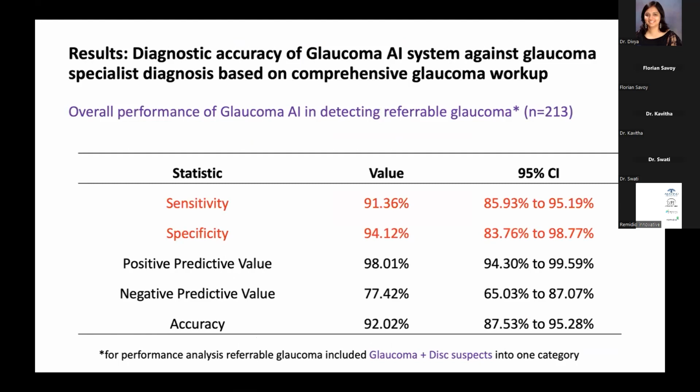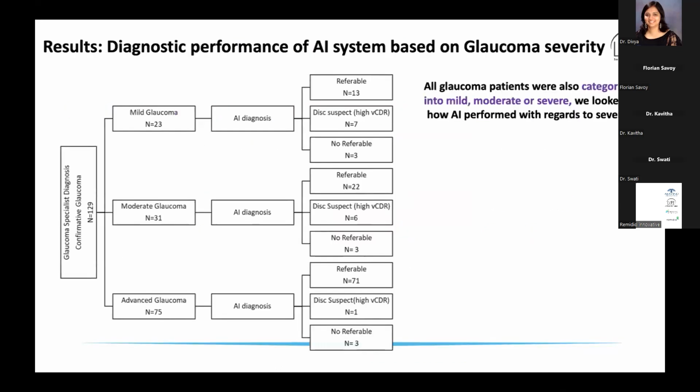So sensitivity and specificity of the overall cohort was 91.3% sensitivity and 94.1% specificity. Remember, this was including both the glaucomas and the disc suspects.